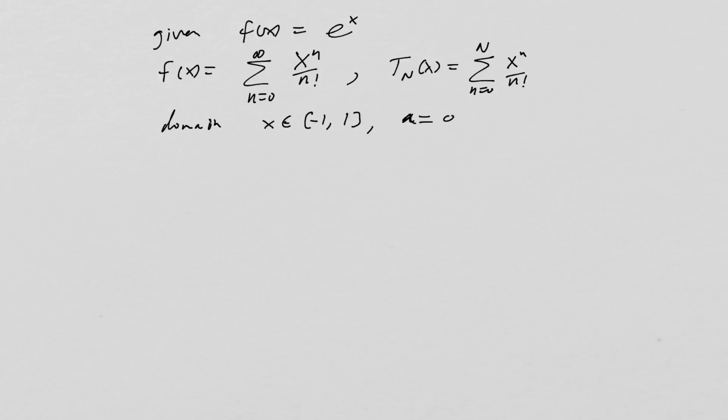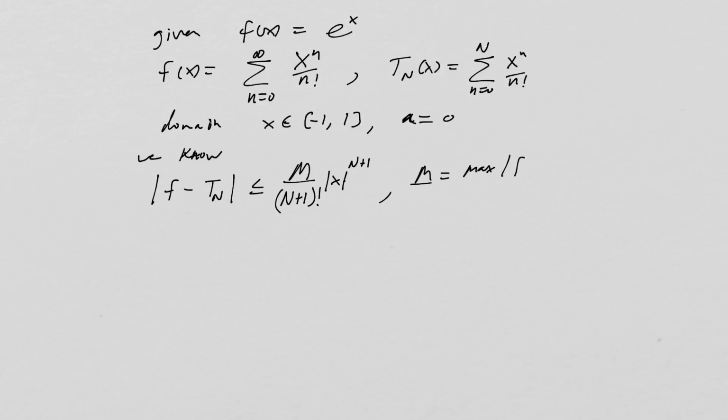And we're going to use that Taylor inequality. So we know that f minus Tn in absolute value is less than or equal to M over n plus 1 quantity factorial times x in absolute value to the n plus 1 power. So what we have to figure out, of course, is what is M. We know that M is going to be the maximum of the absolute value of the n plus 1th derivative on that interval.